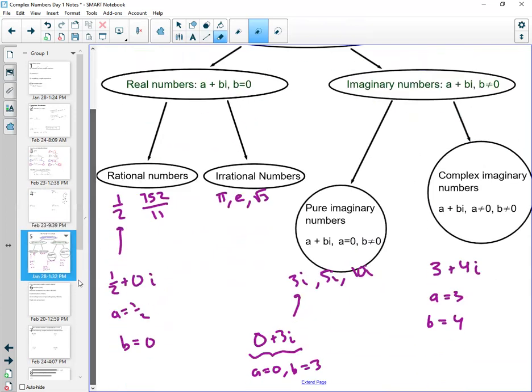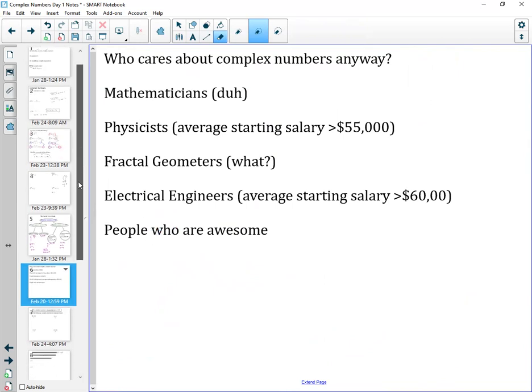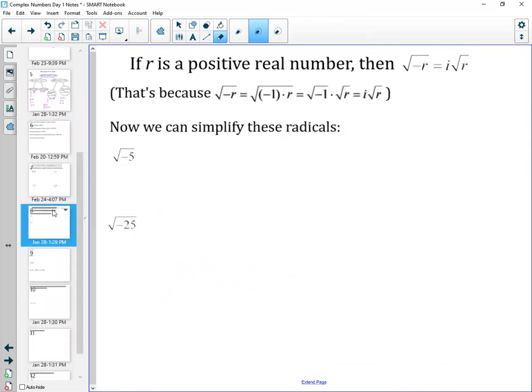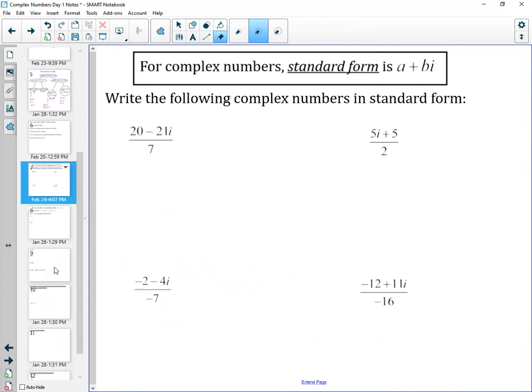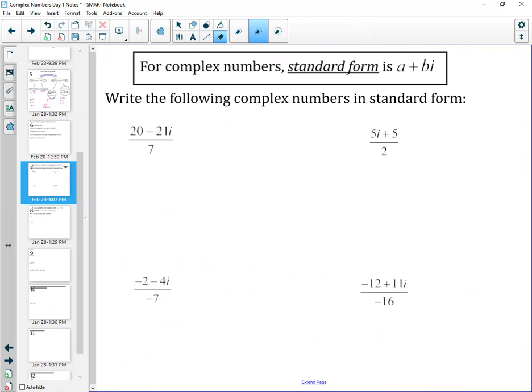So who cares about these things? Of course mathematicians do, because that's awesome. Physicists use them a lot. Fractal geometers, we talk about this in class. Electrical engineers, it's pretty important, and of course you guys fall into this category, people who are awesome. Yeah, I'll stop this here and we'll talk about the mathematical manipulation of these things in the next one.